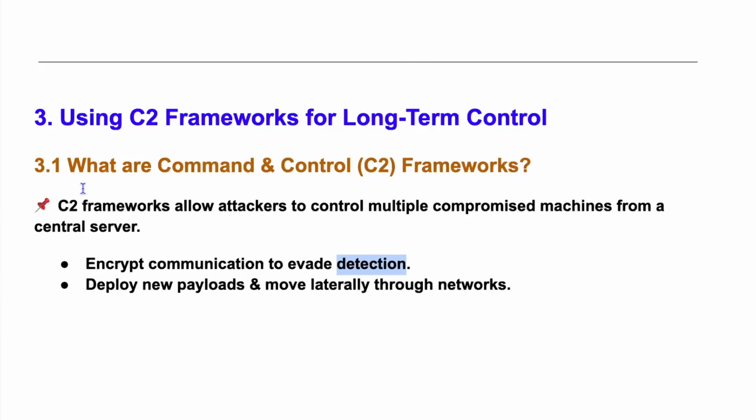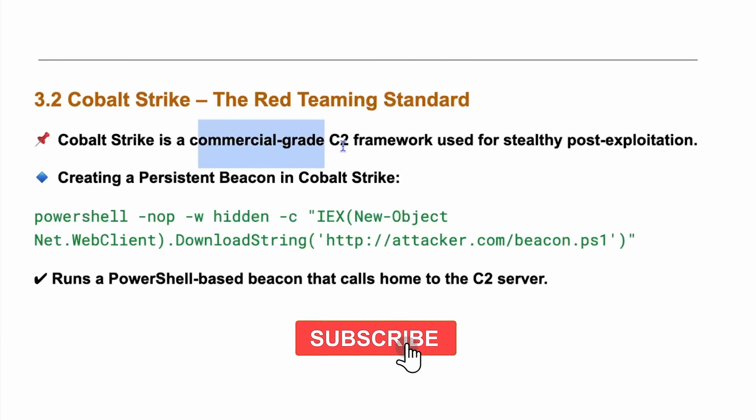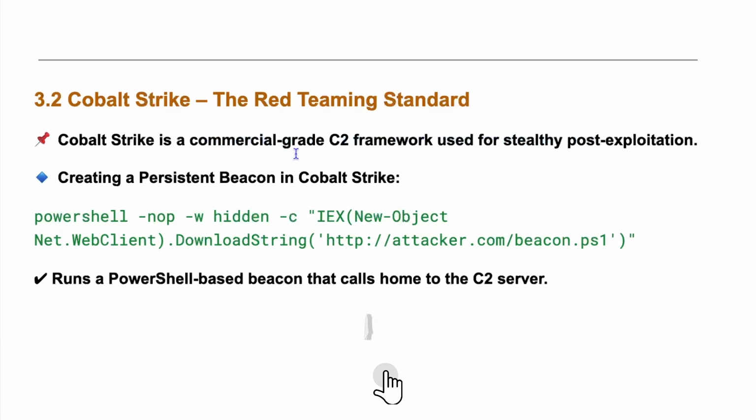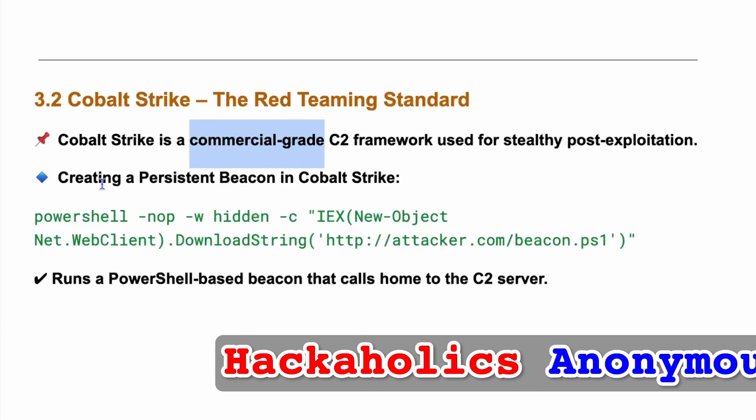So this is a really, really cool series of tools, and they're very useful when it comes down to pen testing. Cobalt Strike is the first one. This is a commercial grade C2 framework used for stealthy post exploitation, meaning this is commercial grade. Anytime you see that, that means there's a paid version, an expensive paid version.